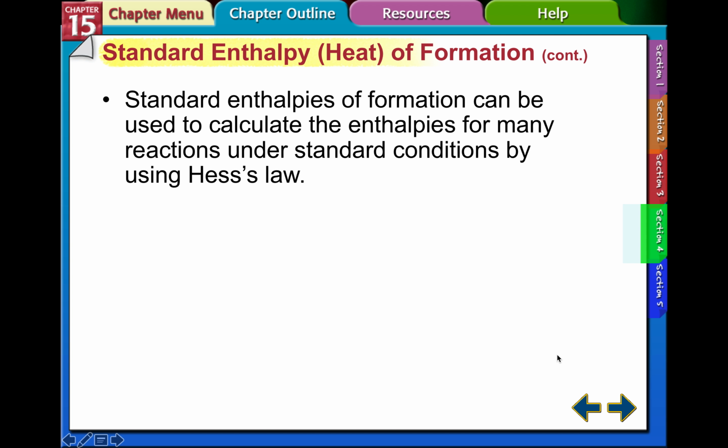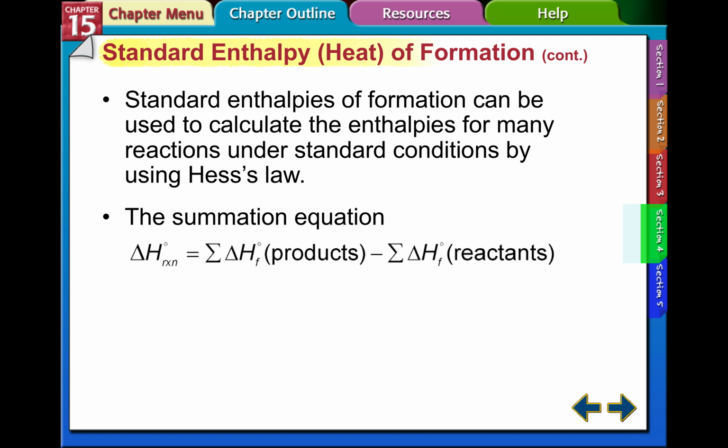Now, there's more on the heat of formation. Standard enthalpies of formation can be used to calculate the enthalpies for many reactions under standard conditions by using Hess's law. Now, how is this done? Well, you got to use the summation equation. You've got the delta H naught of the reaction equals the summation, or sigma, of delta H naught f of the products, minus the summation of delta H naught f of the reactants.